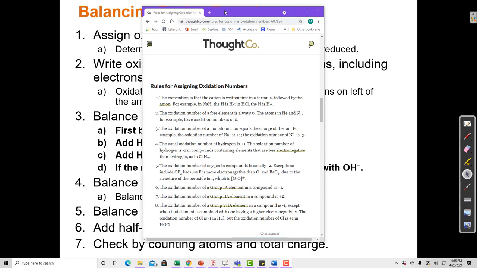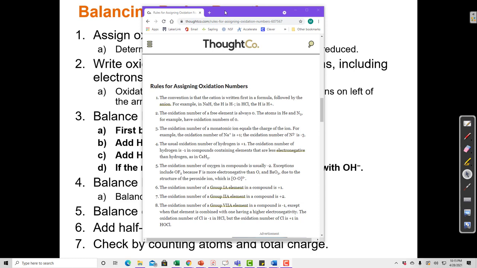In this video, I'm going to cover how to balance redox reactions. So the first thing that we have to know in order to balance redox reactions is how to assign oxidation numbers to atoms both when they're on their own and when they're in compounds. This is something that we covered in chapter 4, but we'll review it now, and hopefully this stuff looks familiar.